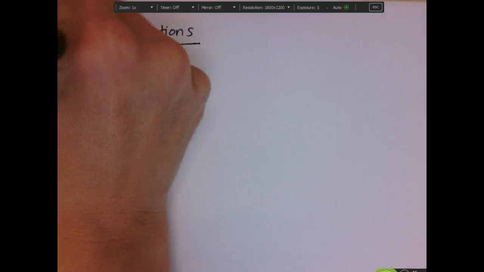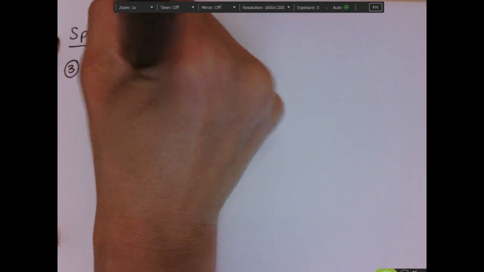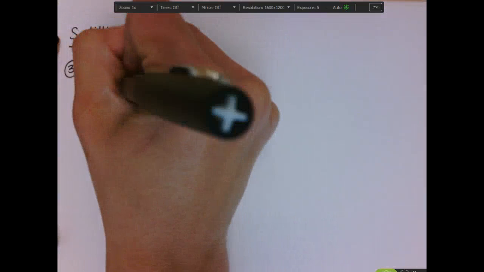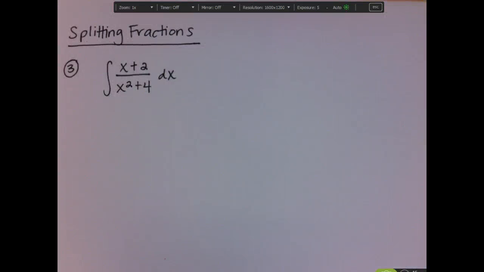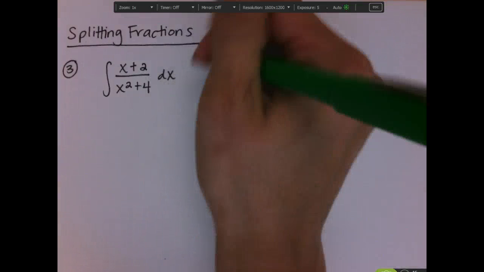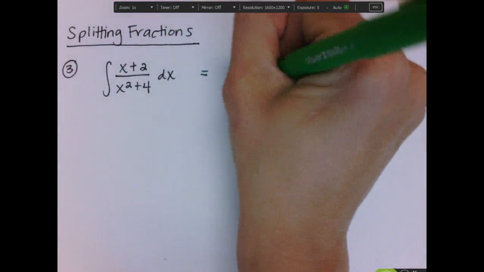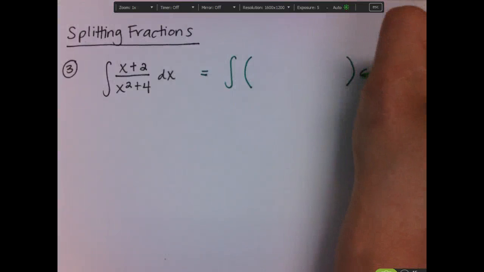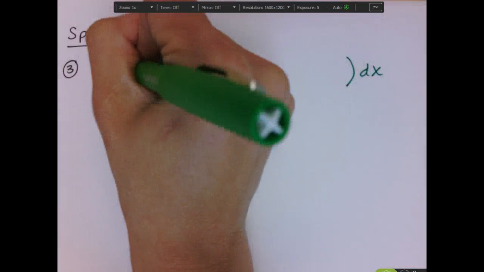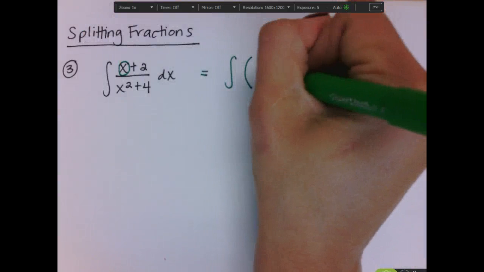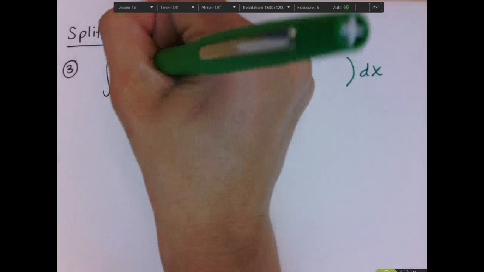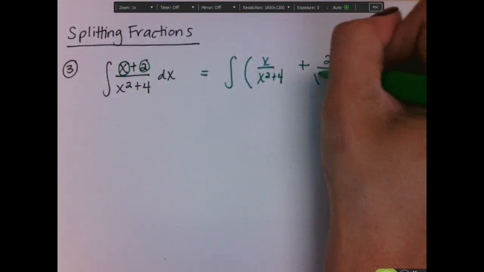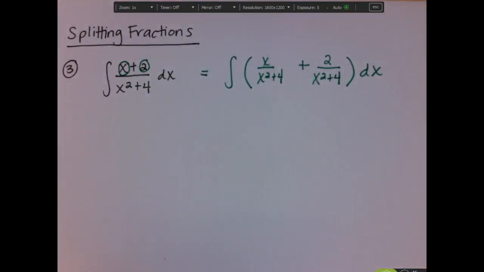So this will be example 3. And I'd like to integrate the fraction x plus 2 over x squared plus 4 with respect to x. Alright, so splitting up the fractions, what I can do is I can take x and divide it by the denominator, and then I can add that to 2, also divided by that same denominator.